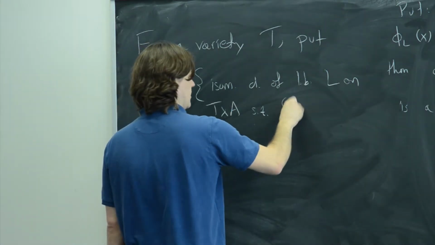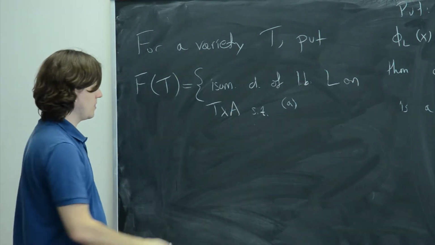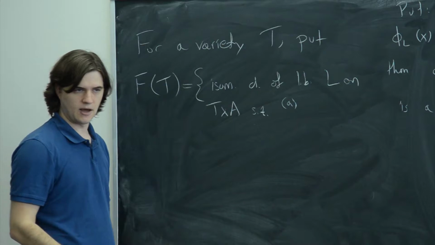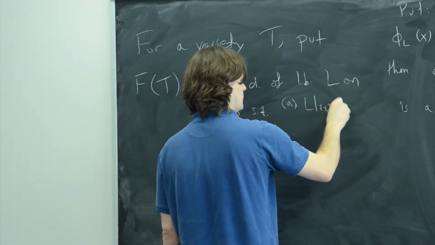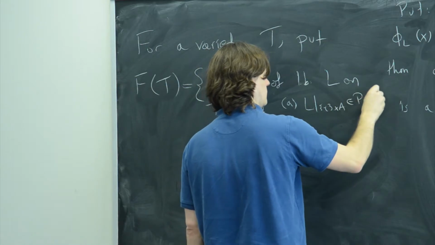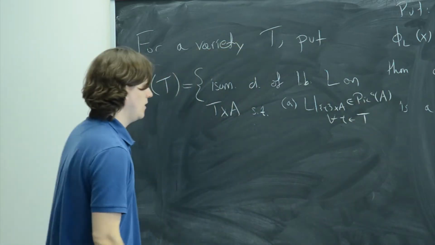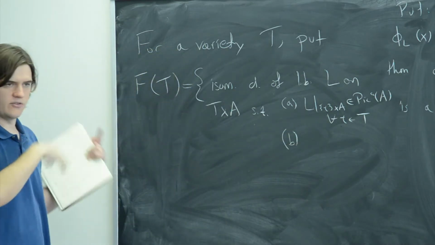So the first condition is that when you restrict to any point in T, so you get a line bundle in A, and that line bundle should be in Pic not. And the second condition is that if you restrict to the zero section of A, you should get the trivial bundle on T.